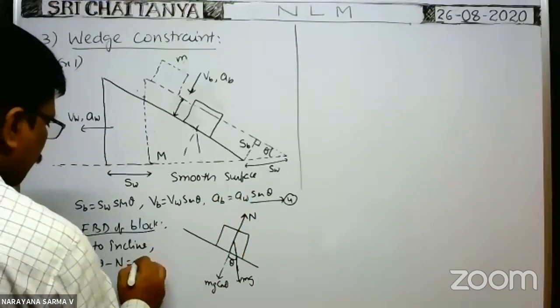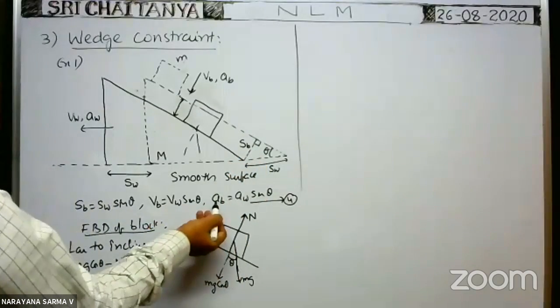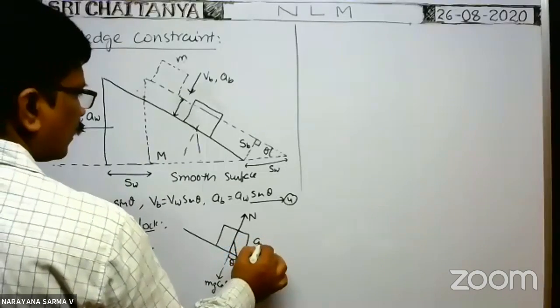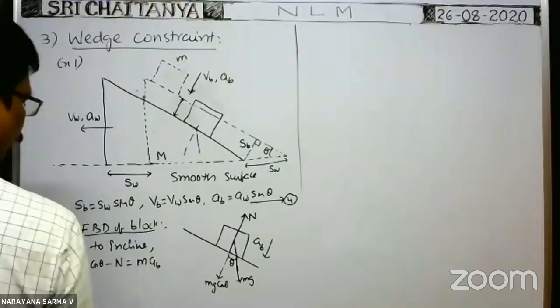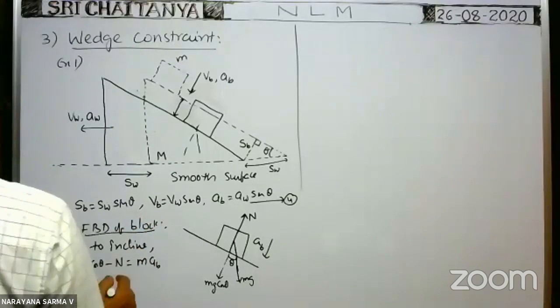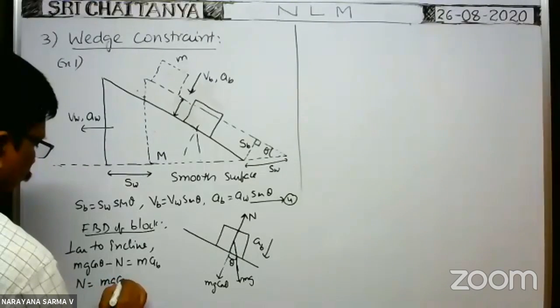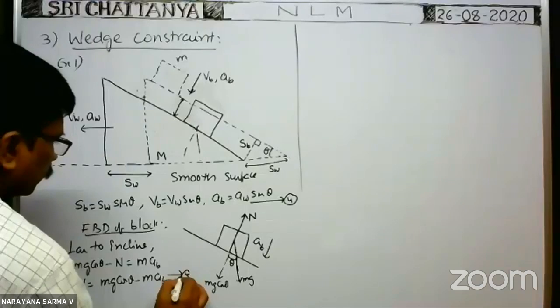As the weight component is greater than this one, the net force is equal to the mass of the block into the acceleration of the block perpendicular to the incline, which is AB. That's why this is equal to m into AB. So from this, the normal reaction is equal to mg cos theta minus m into AB. This is equation 5.